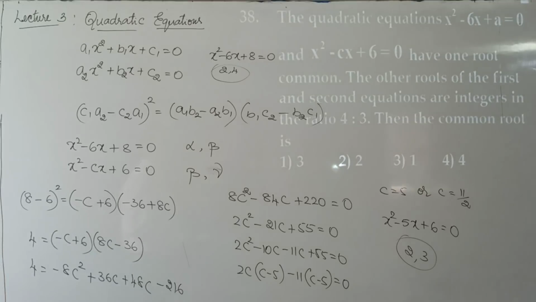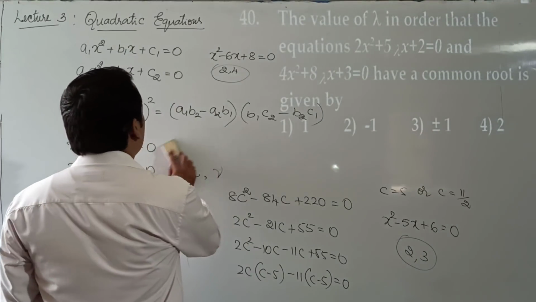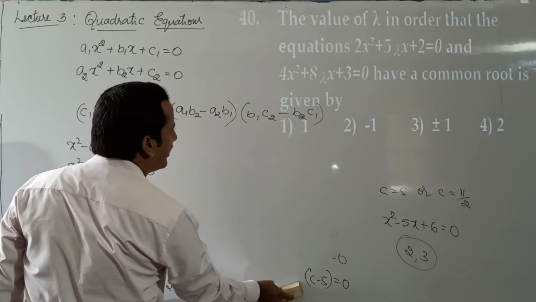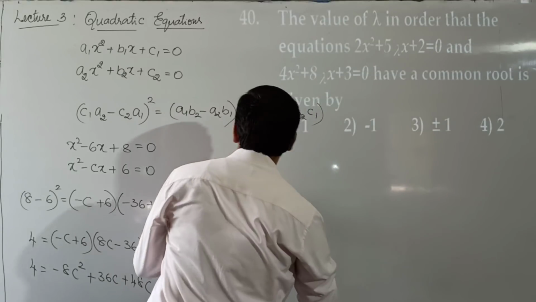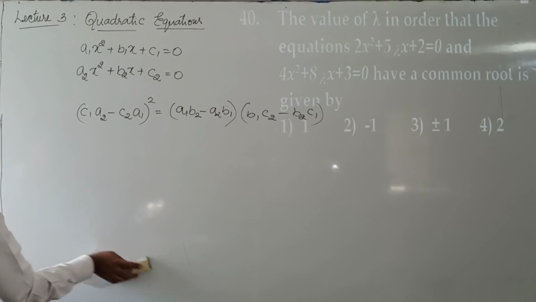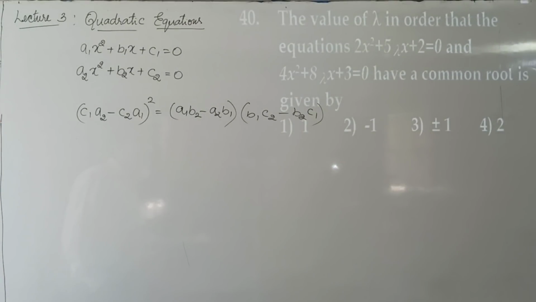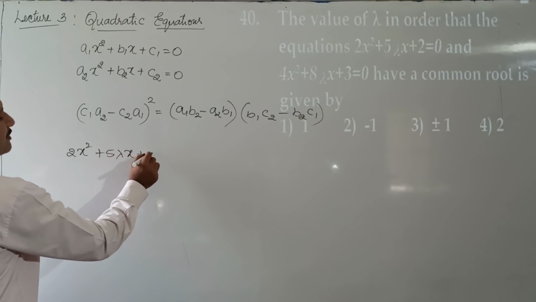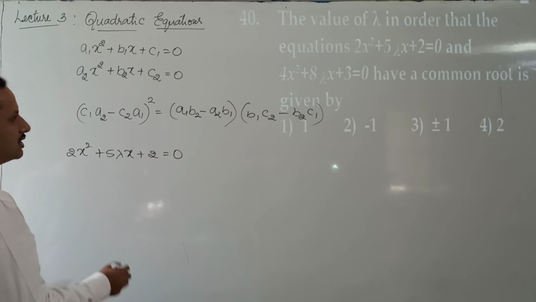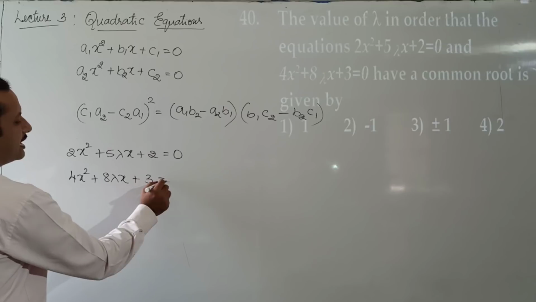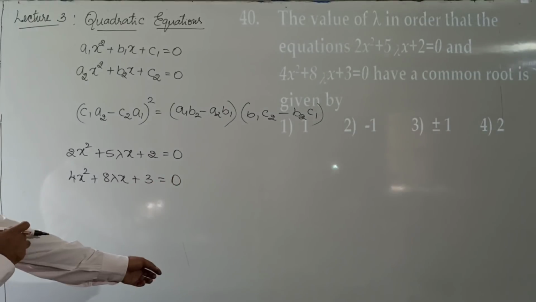Let's go to the next question. 48. The value of lambda in order that these two equations have a common root. Okay. Again, I can use the same formula. That is why I have written this formula. Let me write those two equations. 2x square plus 5 lambda x plus 2 is equal to 0. That is first equation. Second equation is 4x square plus 8 lambda x plus 3 is equal to 0. These two, they have a common root.